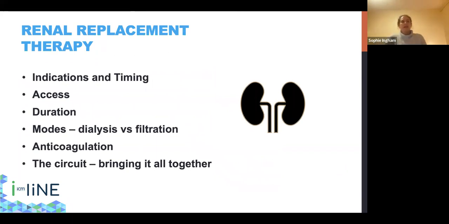So that's the case. And now we're going to talk a little bit about renal replacement therapy. When I first started learning about renal replacement therapy, I found it a little bit confusing. So we're just going to keep it simple and break it down. We're going to talk about indications and timing, the access required, the duration of renal replacement therapy, the modes, and there's a couple of main modes. We'll talk about anticoagulation, and then we'll have a look at a dialysis circuit and just bring all of that together.